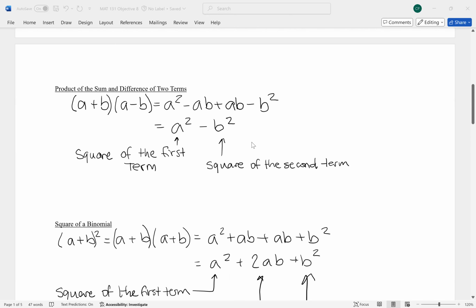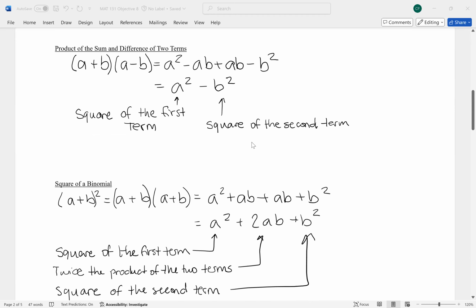And that is when we have the product of the sum and difference of two terms, and we have the square of a binomial, okay? So with the product of the sum and difference of two terms, that's basically if we have a plus b times a minus b, okay?